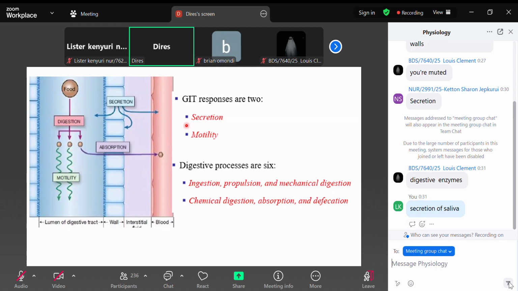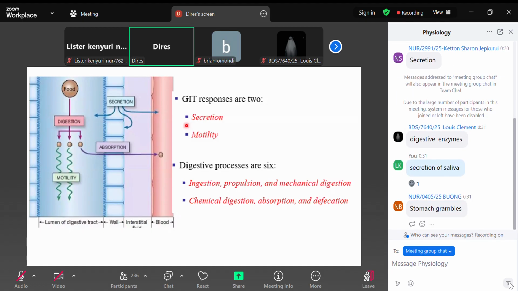Okay, secretion. Another response is motility also. You hear noise in the stomach because there is increased motility of the stomach. The stomach undergoes contraction, relaxation. That's another response. Yes, stomach rumbles. So these are the two major responses in the GI: secretion, motility.